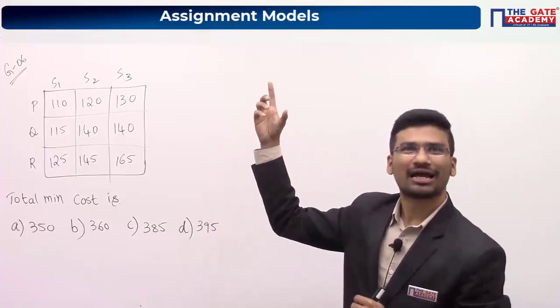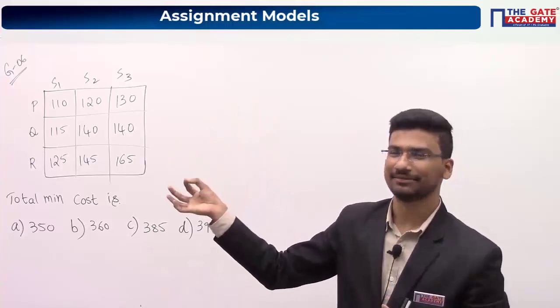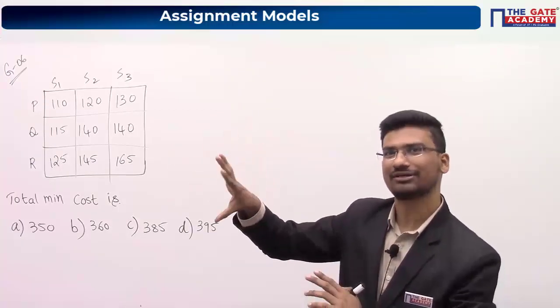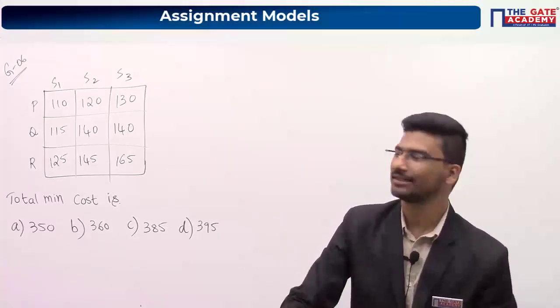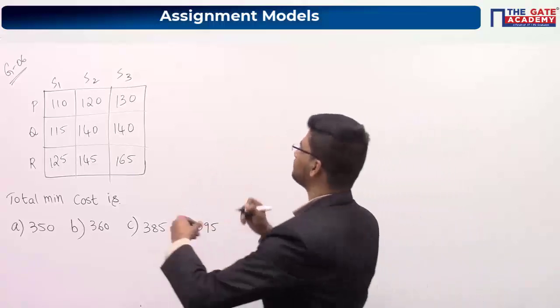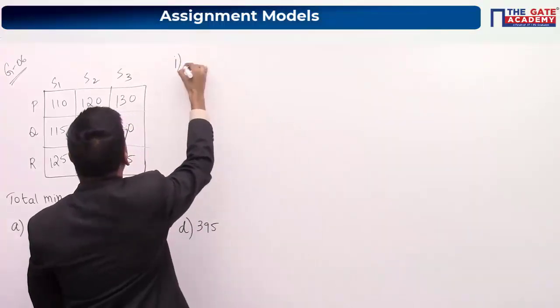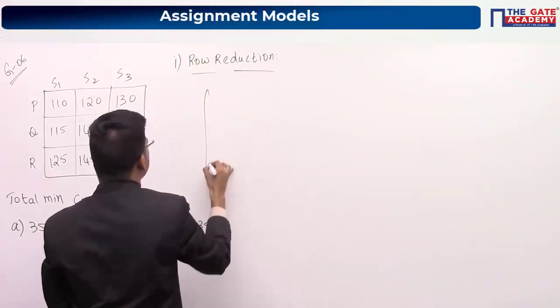You have one more method which is known as the straight line method. In the Hungarian algorithm itself, we have one more method which is known as the straight line method. You have to use the straight line method to solve this question. Now the same procedure we can follow. Row reduction. So what is row reduction?